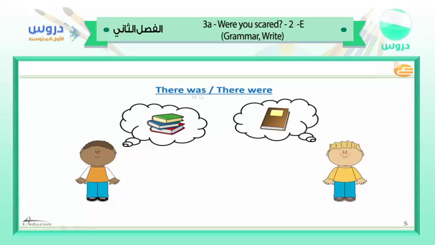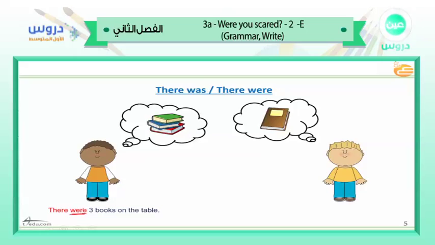Okay, now we will talk about there was and there were. It's very easy. As we said before, was with the singular and were with the plural, okay? If I have only one thing, one, I should say there was. If I have more than one, 2, 3, 4, 5, I will say there were. Let's take an example. This boy, he wants to talk about 3 books on the table. He will say, there were 3 books on the table. Can you see them? 3 books. Okay, not only one. He will say were because it is plural.